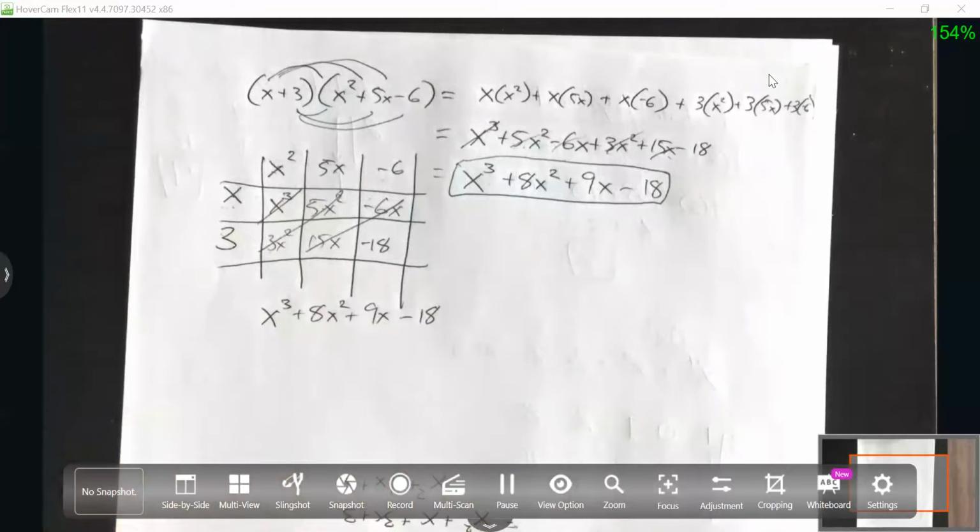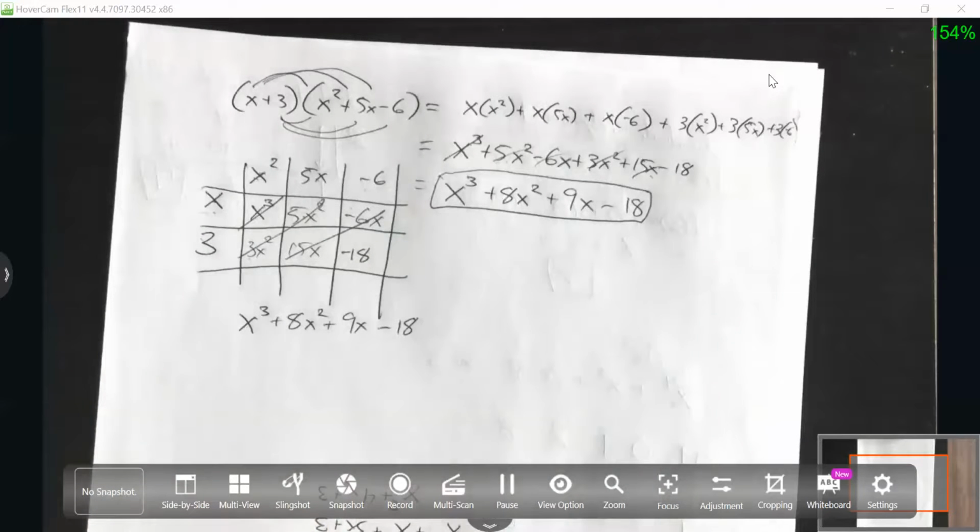Honestly, I don't care how you multiply it. Use the box method, use old school columns, write it out with distributing, whatever. You just have to be able to multiply.